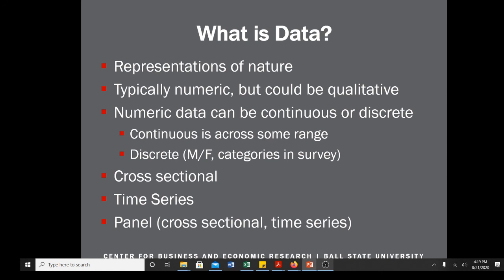And then time series data are data that cover a single unit over time, the unemployment rate in the United States, the number of people working in Missoula, Montana. Those are time series data, and they're displayed typically in line or bar charts or column charts that have time as a horizontal axis. And then there's panel data, which are cross-sectional and time series that combine the two.